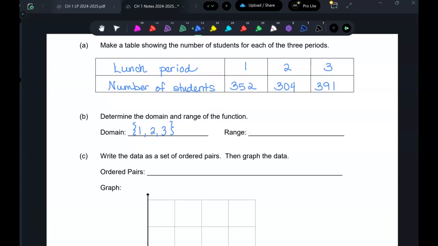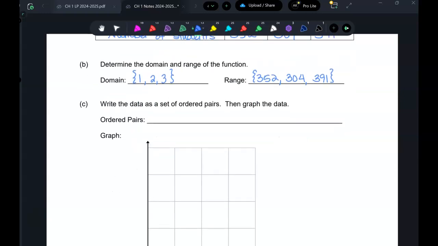Okay, so domain is going to be 1, 2, and 3. And the range is going to be 352 to 391. There you go. And the ordered pairs is 1, comma 352. Why did you do those little braces things? It's just the way that the notation would be used for domain and range. If you want to just put parentheses around, that's okay. I'm not picky about that.